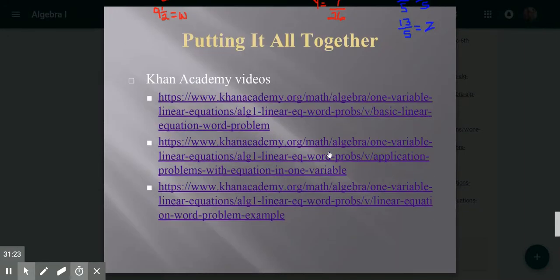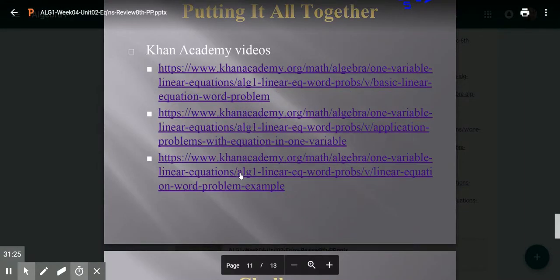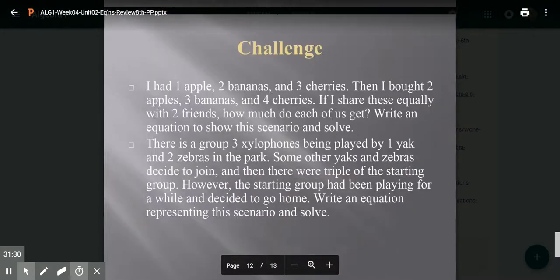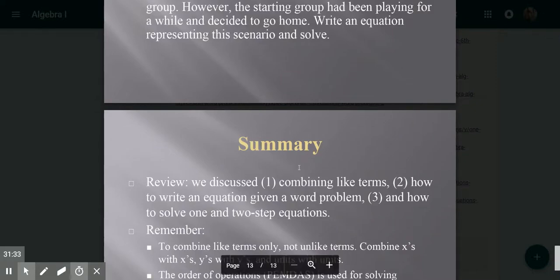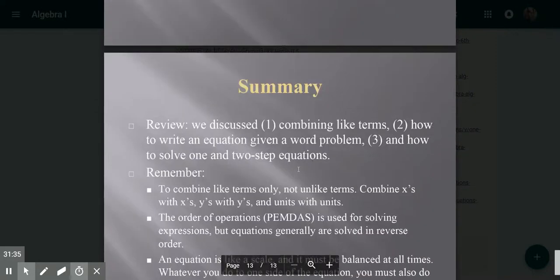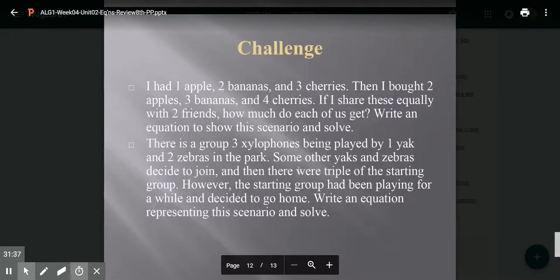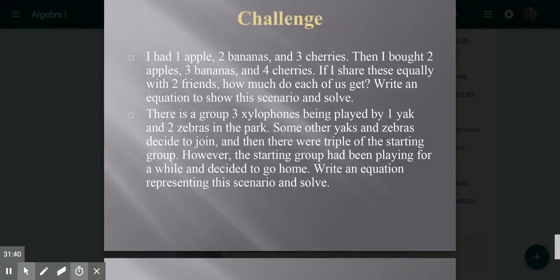Putting it all together. Okay, so here are some videos that go over how to do all of this at once, as well as two challenge problems rather. So if I had 1 apple, 2 bananas, and 3 cherries, and then I bought 2 apples, 3 bananas, and 4 cherries, and then I share these equally with 2 friends, how much do each of us get? Write an equation to show this scenario, and then solve.